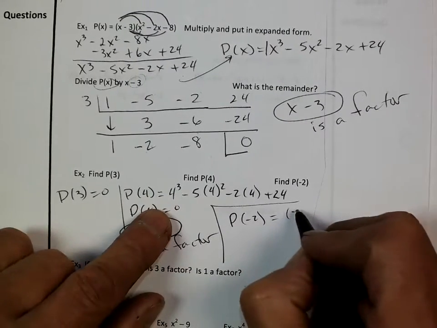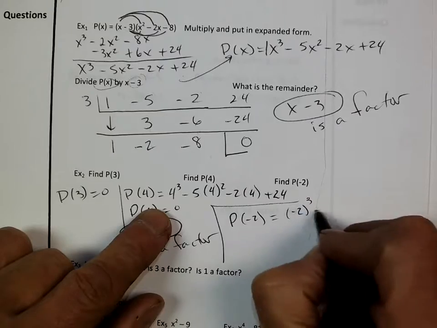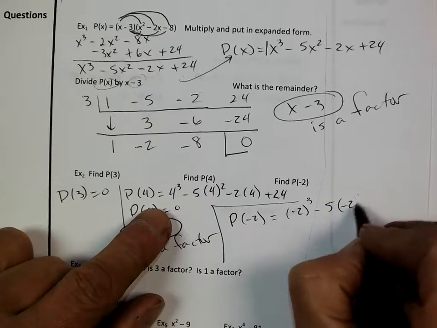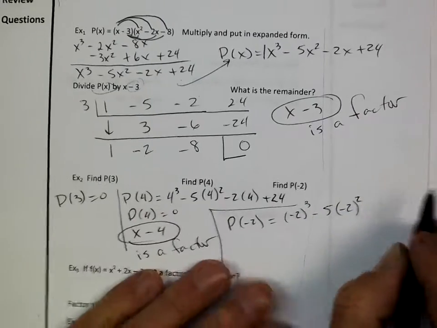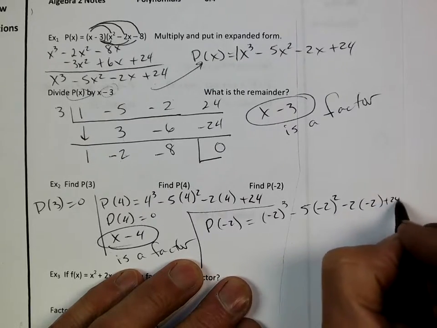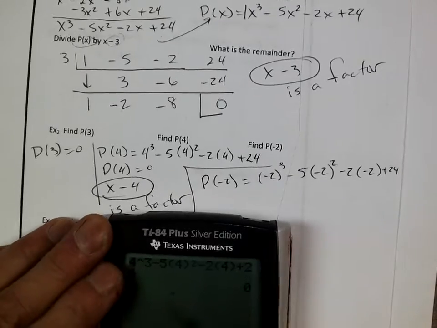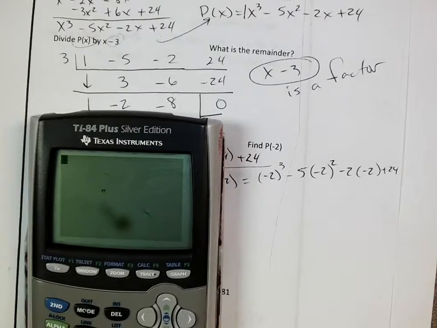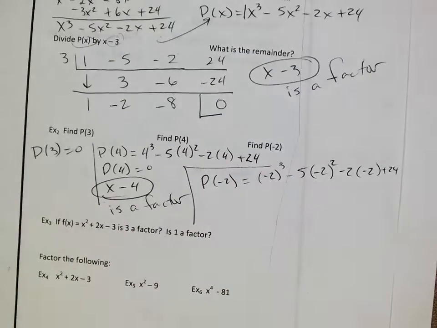We'll have negative 2 cubed minus 4 times negative 2 squared minus 2 times negative 2 plus 24. And I'm going to put that on my calculator, same thing, because I don't want to do all that work. Minus 5, not minus 4. Oh, I would have made a mistake.